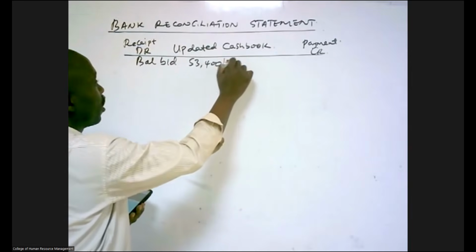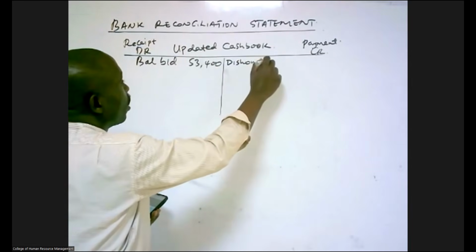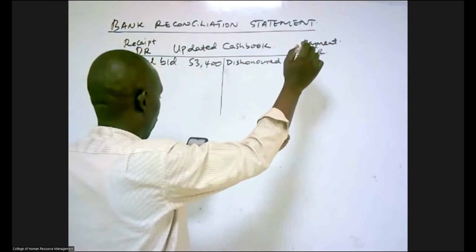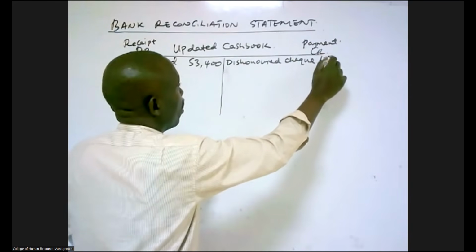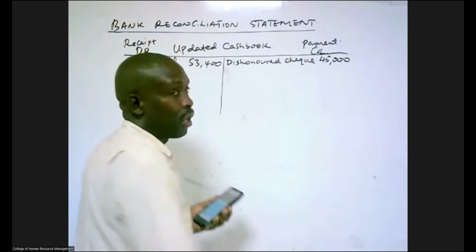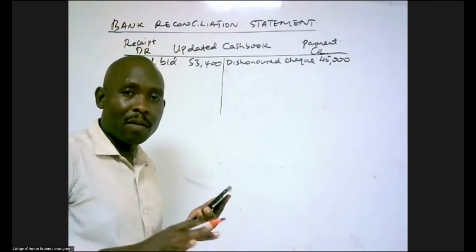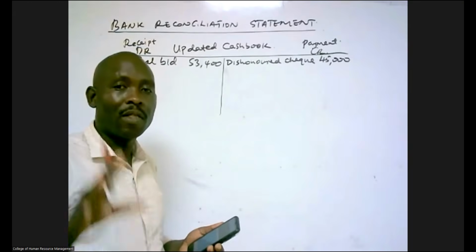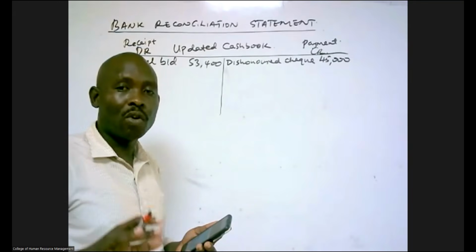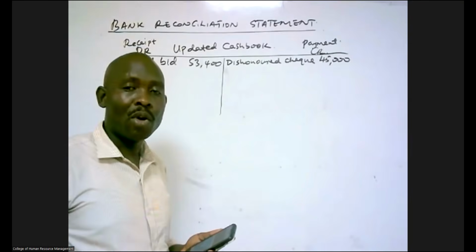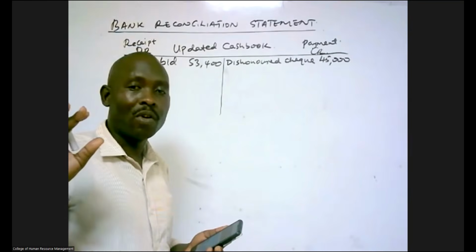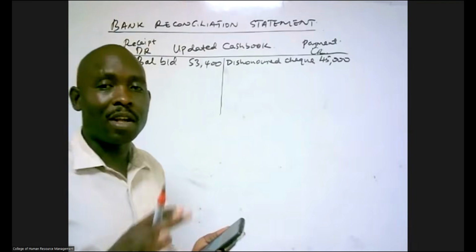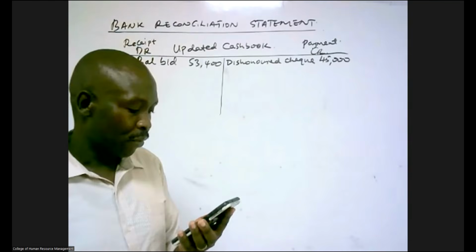So this dishonored check is 45,000. Don't dwell on the reason why the check was returned. The moment you are told it was returned, just record it as a dishonored check. Whether there was sufficient fund, whether the check was torn, whether the check was not legible, whichever the reason, just record it as a dishonored check if it was not accepted by the bank.